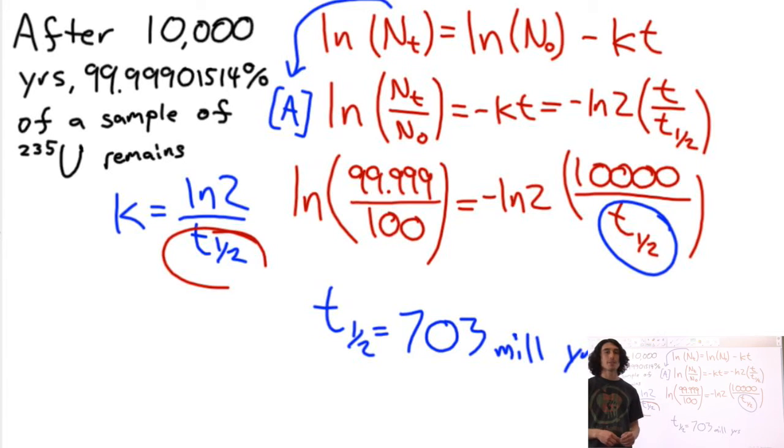Obviously, this isn't the method that people used originally to figure out the half-life of uranium-235, as it took 10,000 years to lose less than a 10,000th of a percent of the sample. No one's going to wait around that long. It's inconvenient. There are other methods of doing it. But this illustrates the equations that you can use.